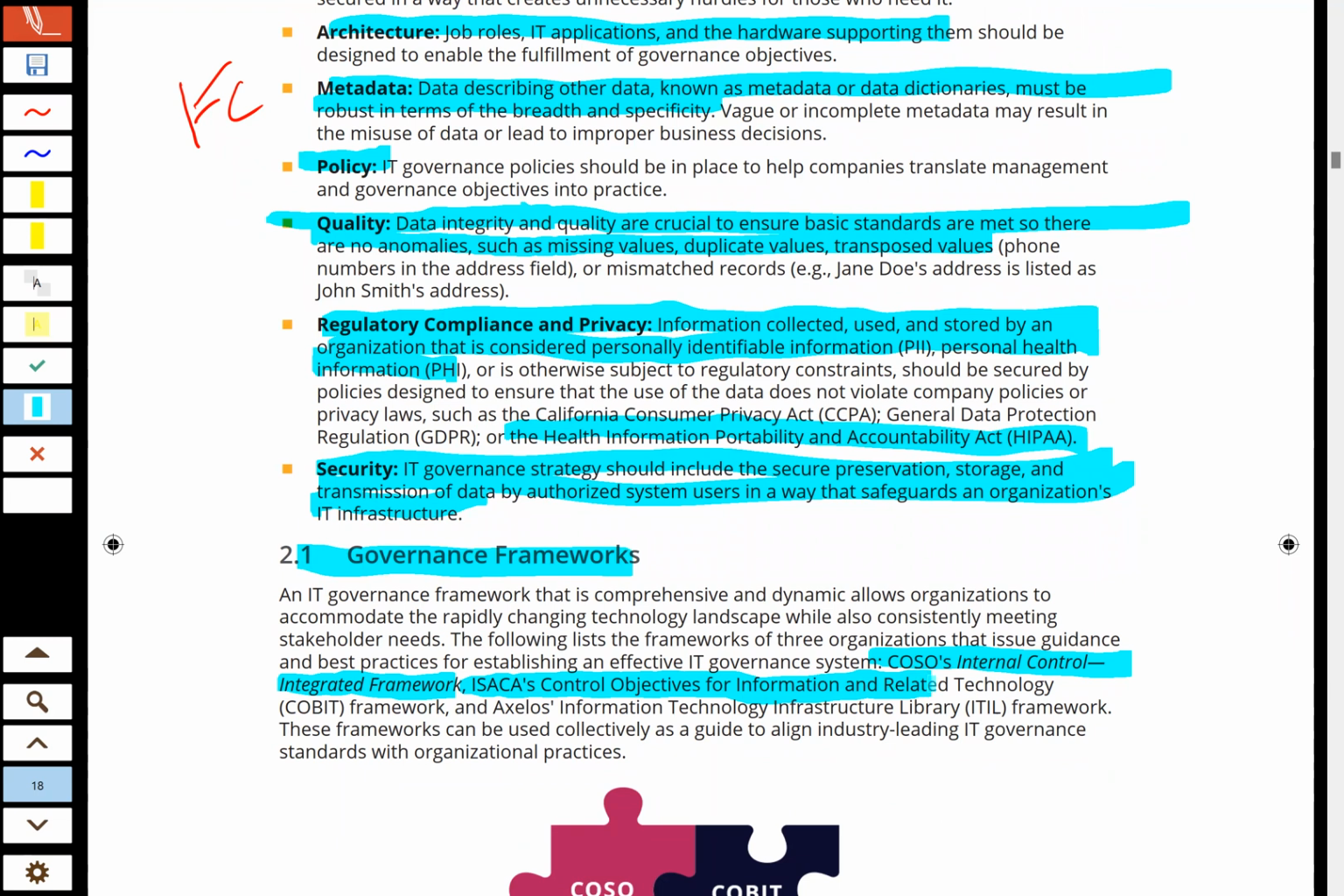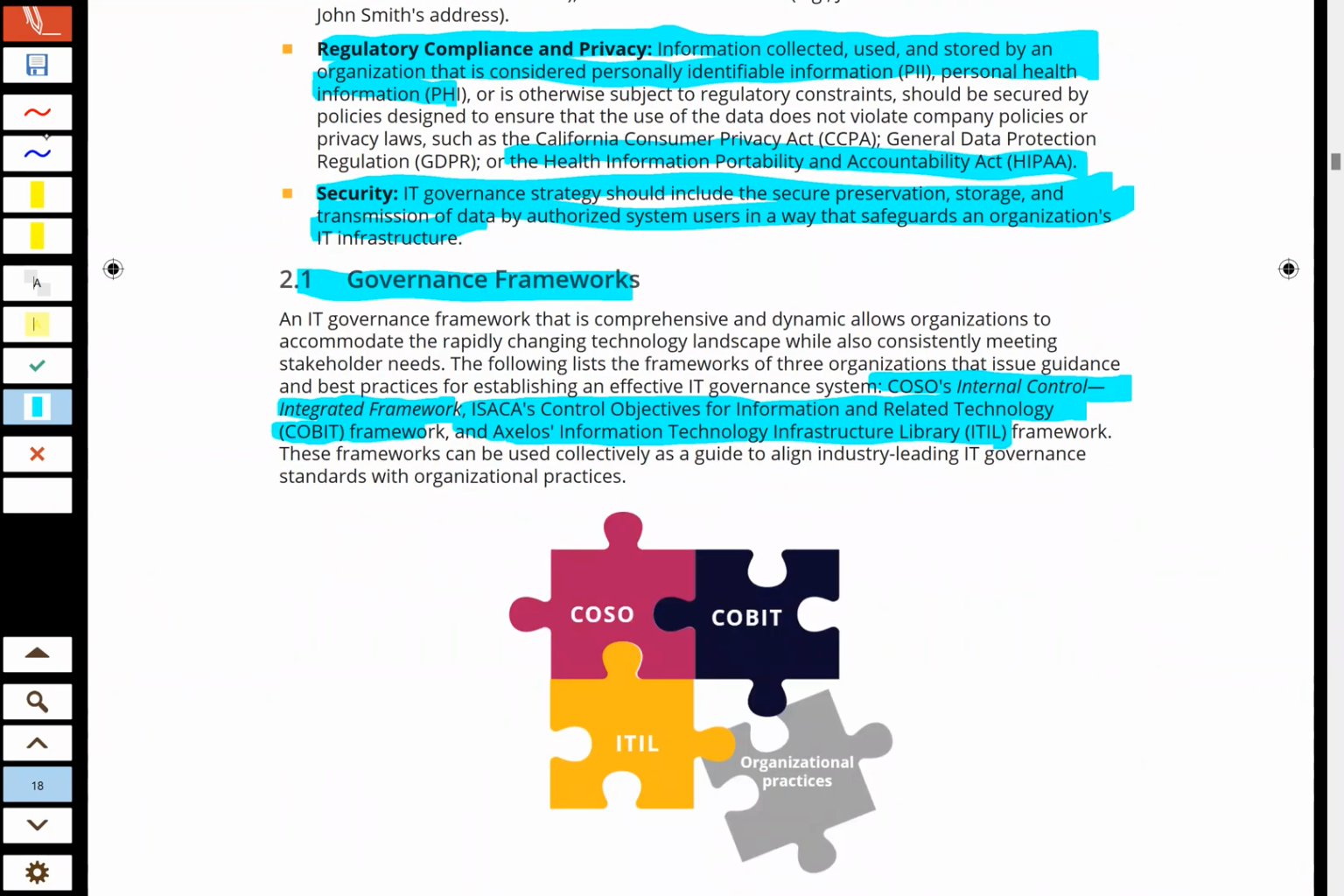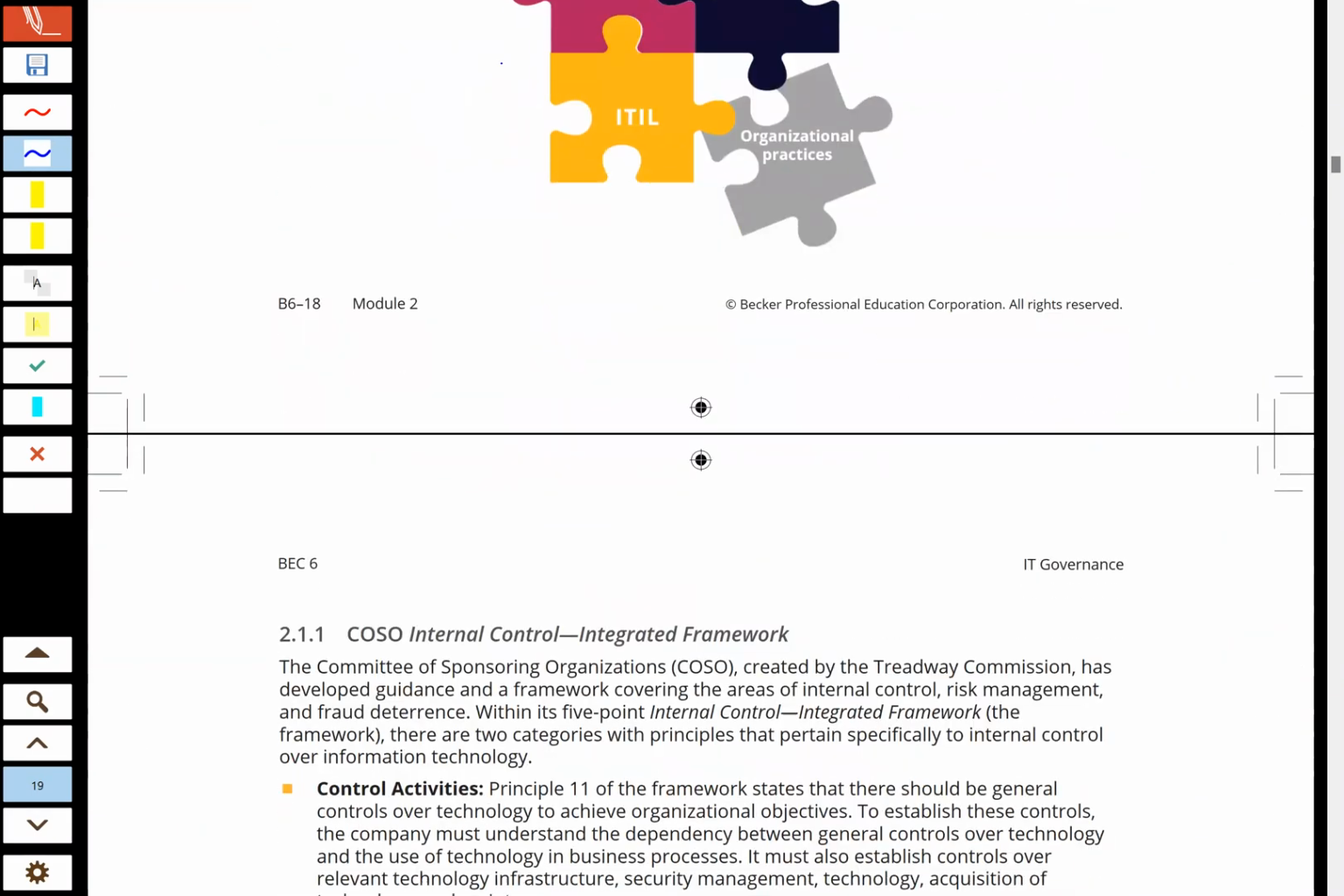This organization, ISACA, has the Control Objectives for Information and Related Technology, abbreviated COBIT. And then there's also this, I don't know how to pronounce it, I guess AXELOS, Information Technology Infrastructure Library. These three frameworks that you see depicted here in this puzzle then fit in with the organizational practices. So let's start to take a look at some of these different organizations and understand what they tell us about what we should have in our structure. We're going to start with COSO.